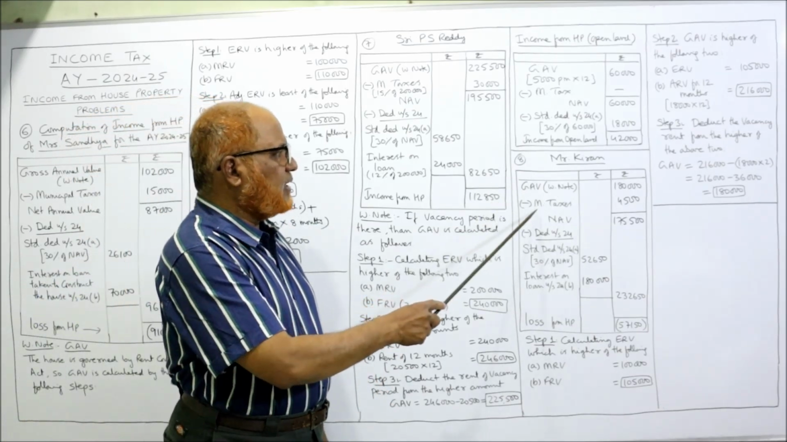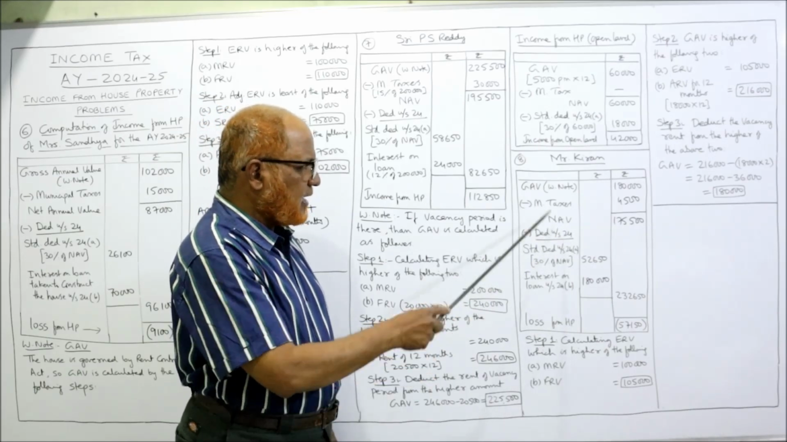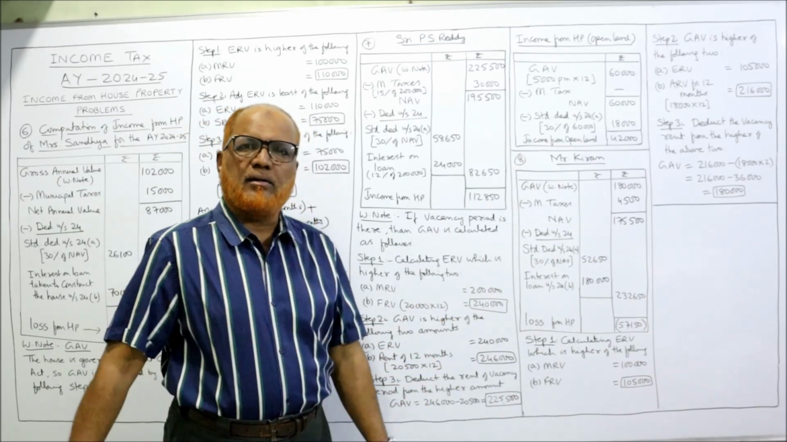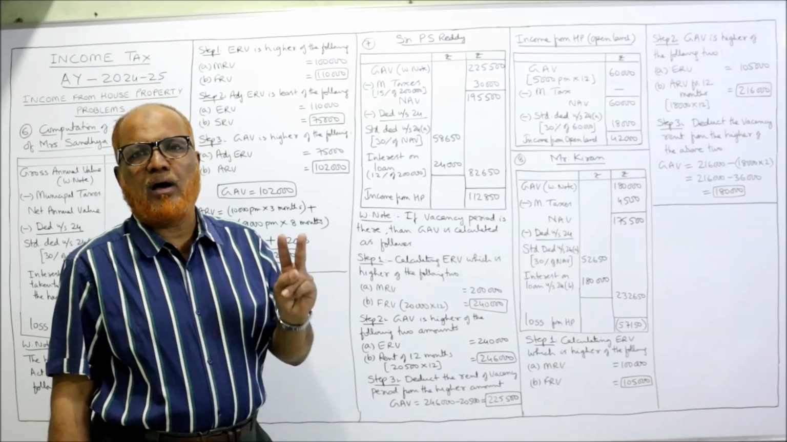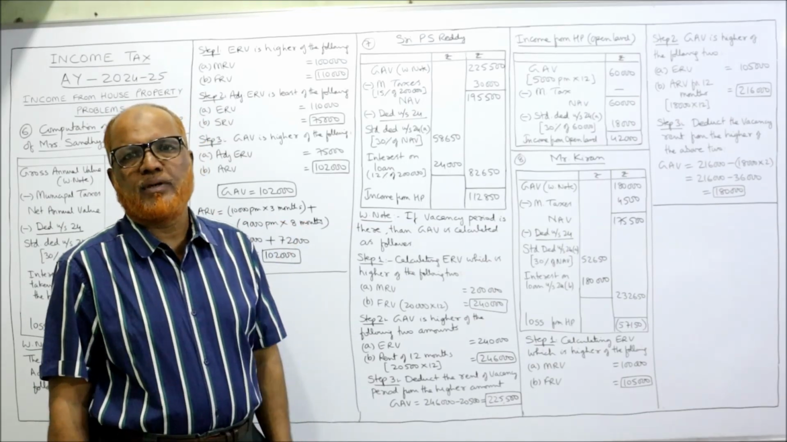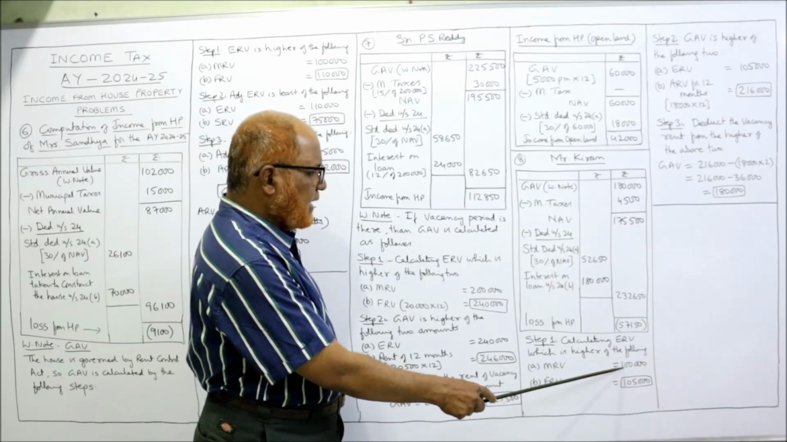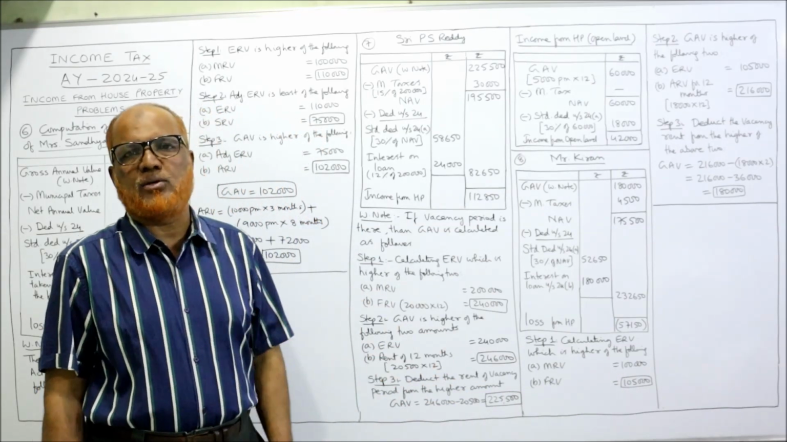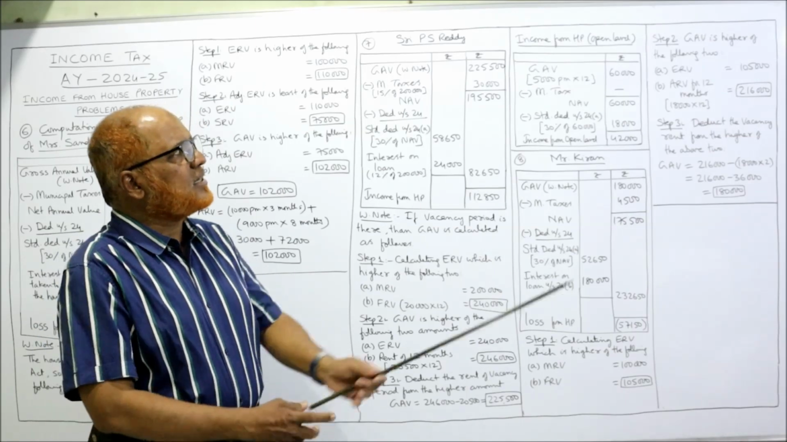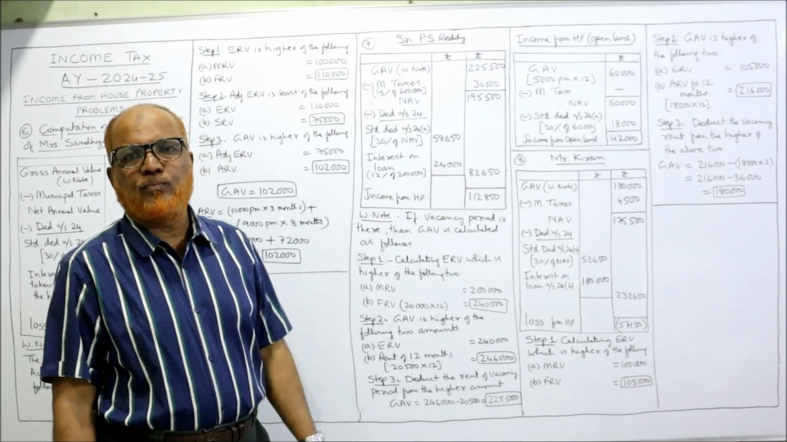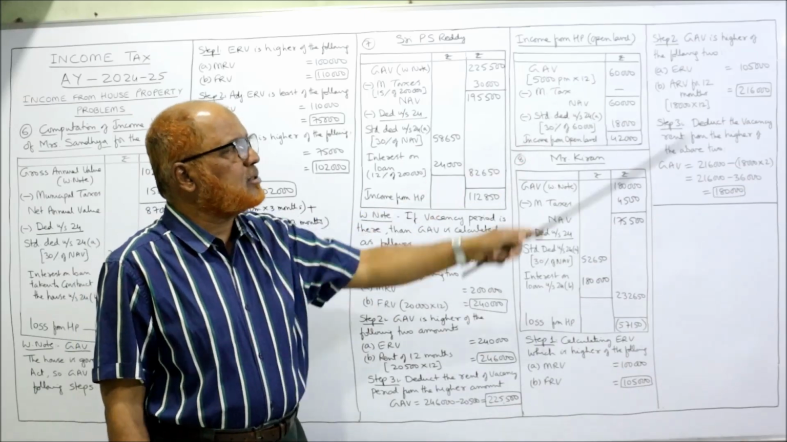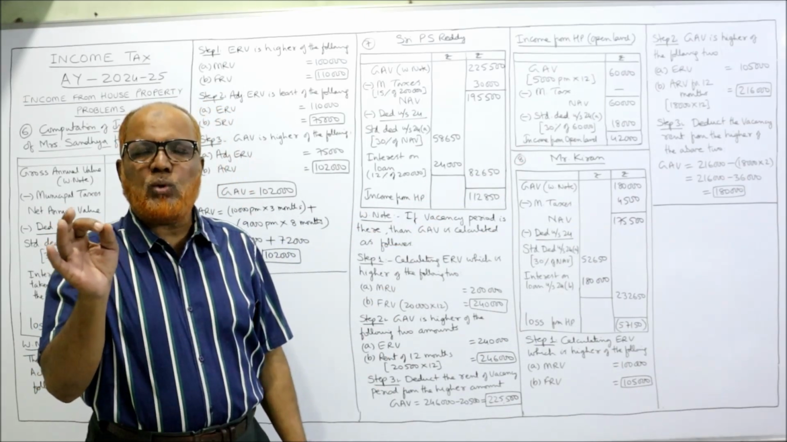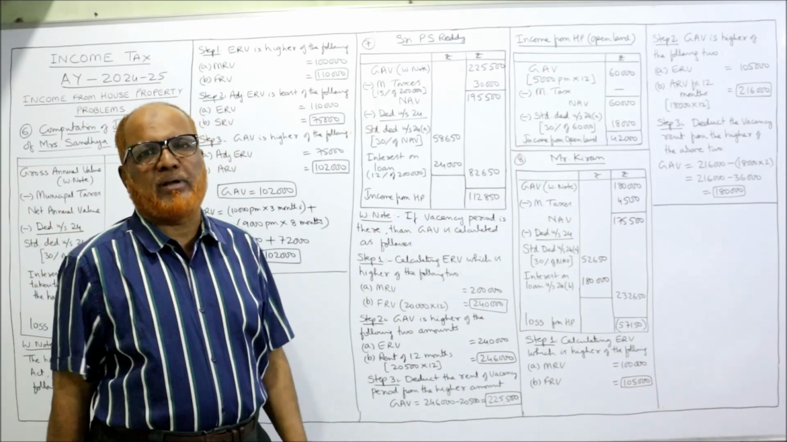Mr. Kiran, GAV less municipal taxes, NAV, format as usual. Step 1, calculating ERV, higher of the following two. That is MRV 1 lakh, FRV 1 lakh 5,000. Whichever is higher, 1 lakh 5,000 is the ERV. Second step, GAV is higher of the following two. ERV 1 lakh 5,000. Rent, actual rent for complete 12 months.